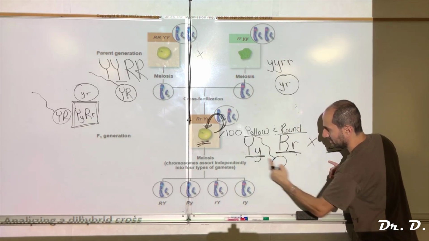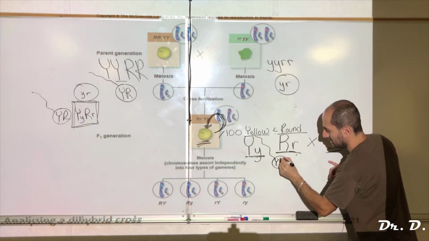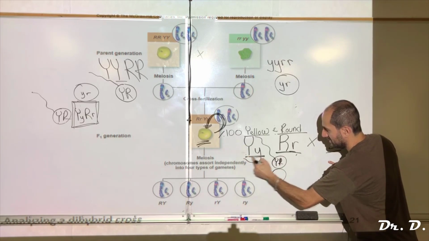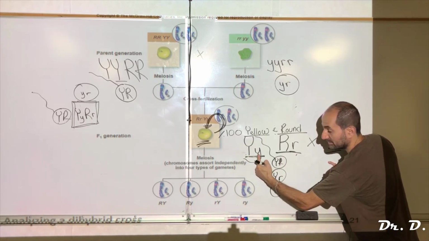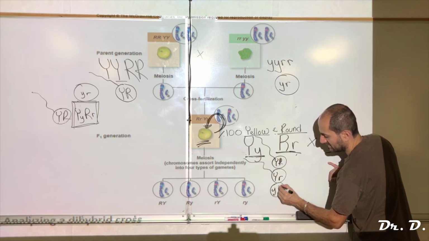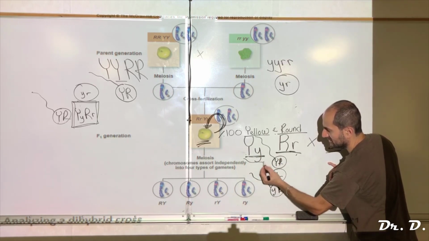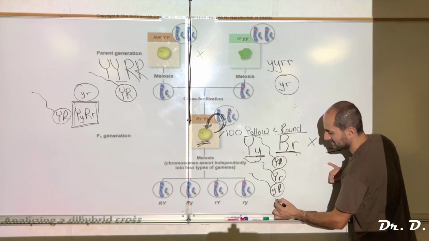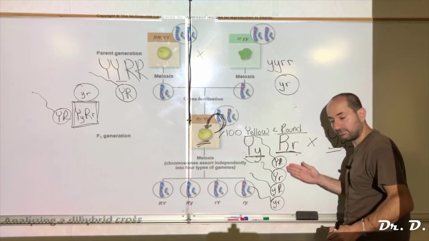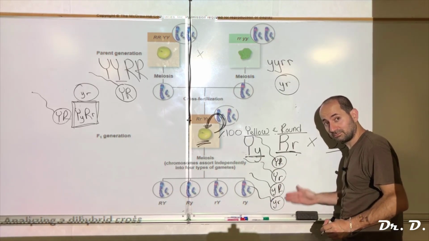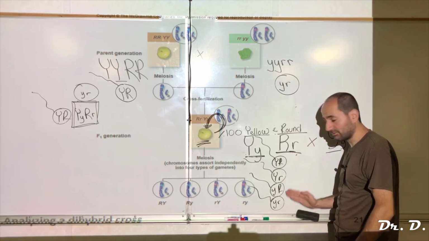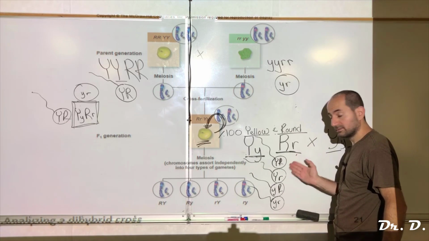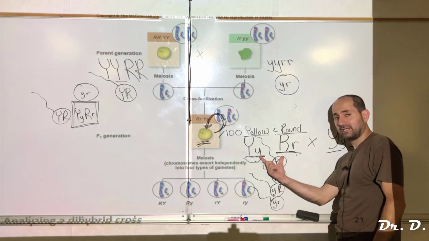So remember, the first sperm was big Y, big R. The second sperm was big Y, little r. That's possible. The third sperm is, how about this? Little y with a big R. Is that possible? Yes. And how about the last type? Little y with a little r. Isn't that possible as well? All four of these gamete types, sperm types, are possible. Remember, you can't have two Y's, you can't have two R's, but you always have a Y and an R. There's four different Y-R combinations you could make.